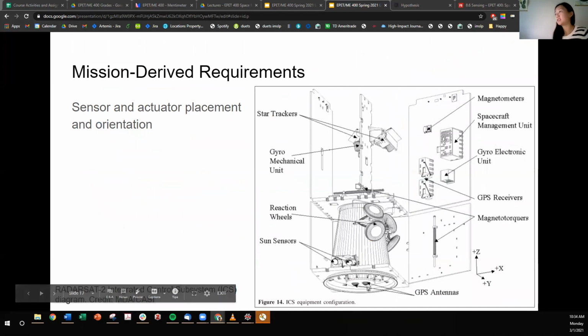Okay, other mission-derived requirements include sensor and actuator placement and orientation. We already went over this in a previous slide, but do remember, some things want to be facing the space environment and some things want to be really inside the body and want to be oriented in certain ways.